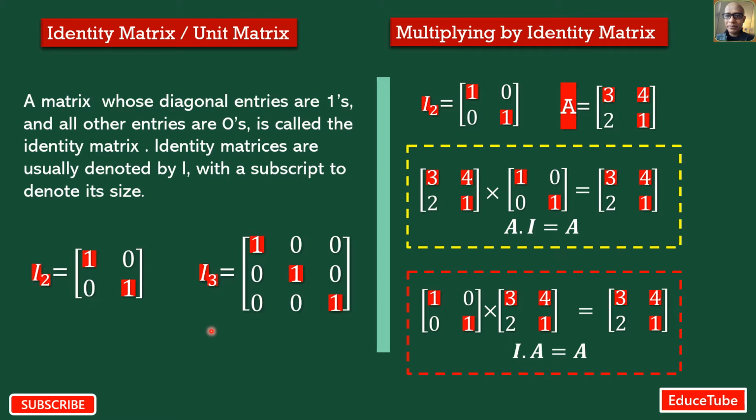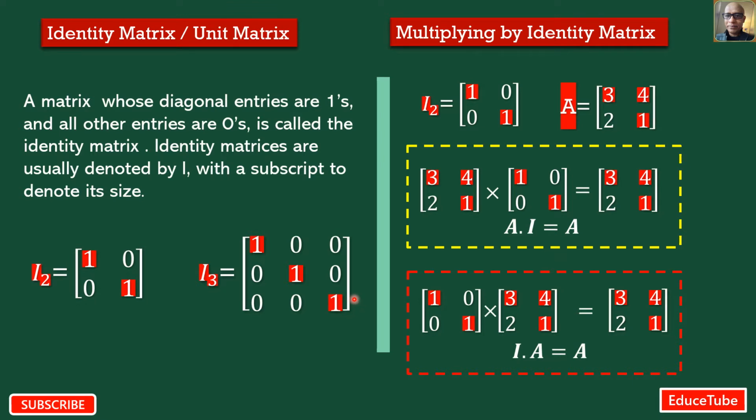But the important thing is that in every identity matrix or unit matrix, the diagonal will be 1, and all other entries will be 0. Like here we can see 0, here 0, and this is all 1.